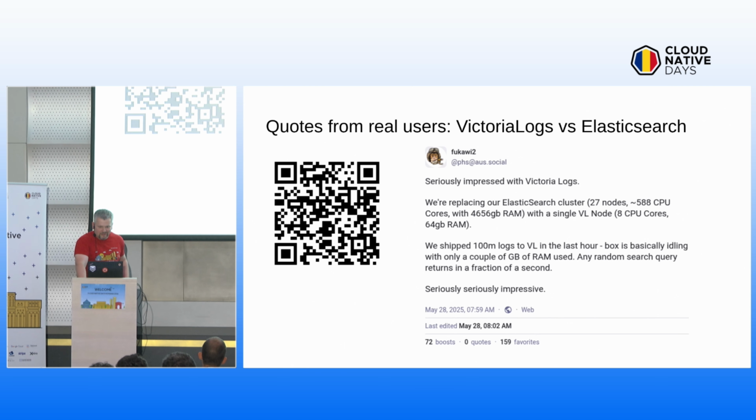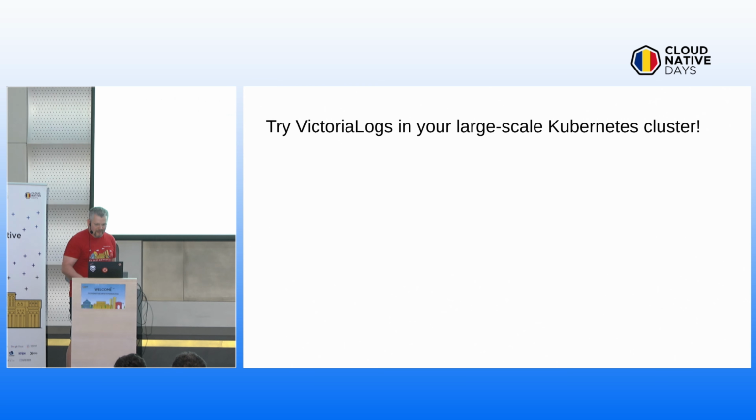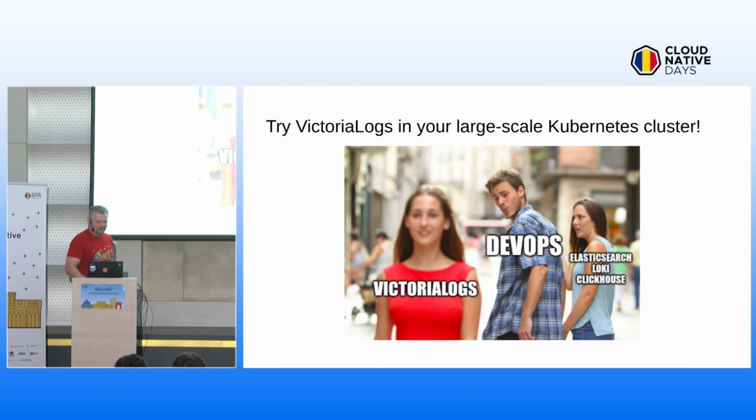And there are some quotes from our users. The first user switched from Elasticsearch to VictoriaLogs and saved more than 27 times the resources on memory and CPU. Another quote is from a user who switched from Loki to VictoriaLogs and saved a lot too. You can scan this QR code and read more about this, and try VictoriaLogs on a large-scale cluster.